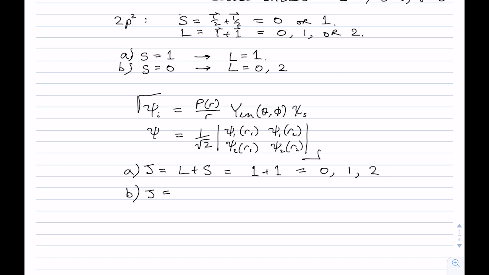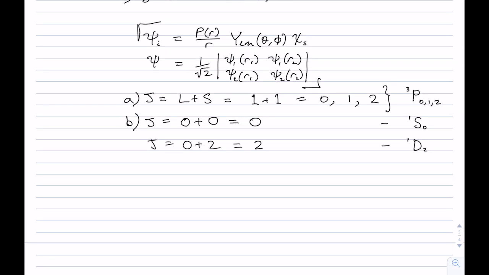So in the second one, we have J equals 0 plus 0. So that's obviously just going to be 0. Or we have J equals 0 plus 2. And that's obviously 2. So this one here is S equals 1. So it's triplet. L equals 1, P, J equals 0, 1, or 2. This one here is a singlet. It's S wave and J equals 0. And this one is a singlet. It's D wave and J equals 2. So that's all the states that we have.